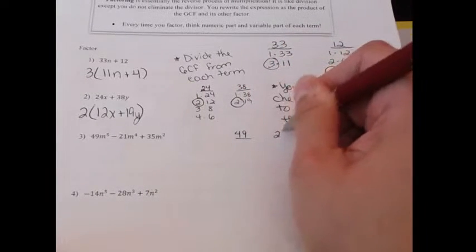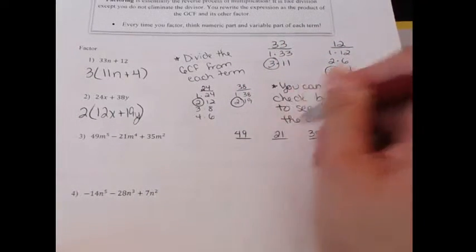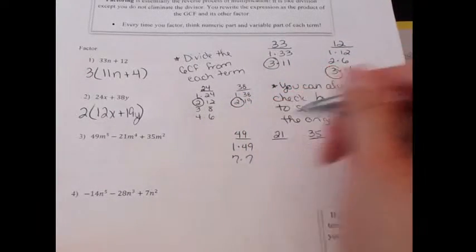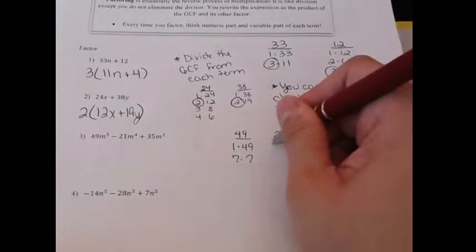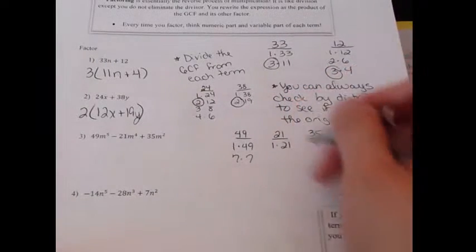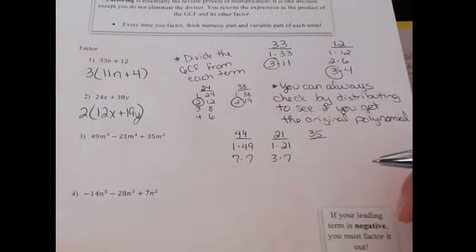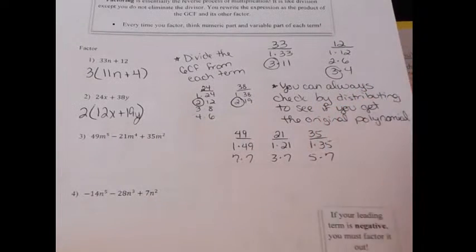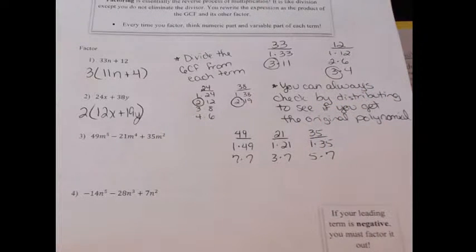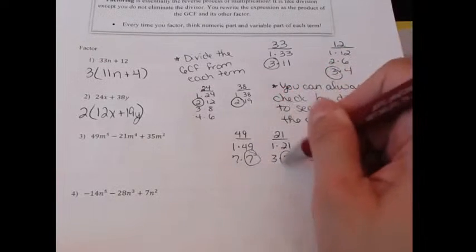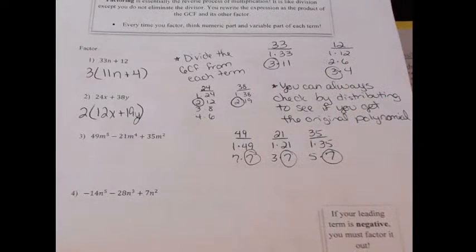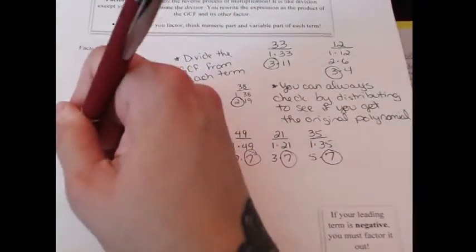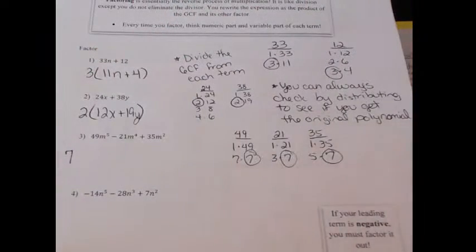49, 21, 35. 1 times 49. 7 times 7 is 49. For 21, 1 times 21, 3 times 7. And then for 35, 1 times 35, and 5 times 7. Right away, I hope you all see that they have a common factor of 7. So that's the numerical part, right? So as part of our GCF, we know that 7 is the numeric part of that.